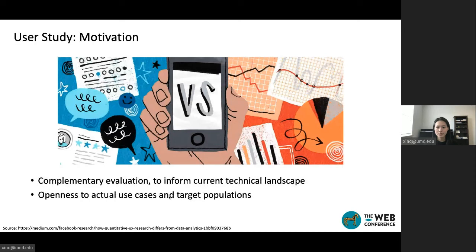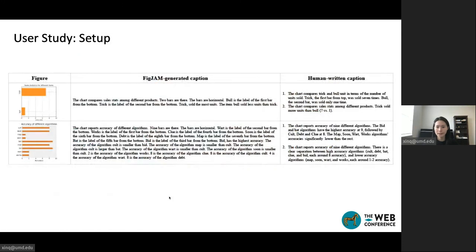Next, we conducted an additional study about the problem formulation and FigJam model outputs. It is complementary to the previous evaluation to better inform user experience research about the current technical landscape. This user study leaves openness to future work on the actual use cases and definition of target end users. Here, we target sighted participants, as they are a less vulnerable population. We recruited 10 participants to write captions and rate FigJam-generated captions for 12 figures sampled from the DVQA dataset.